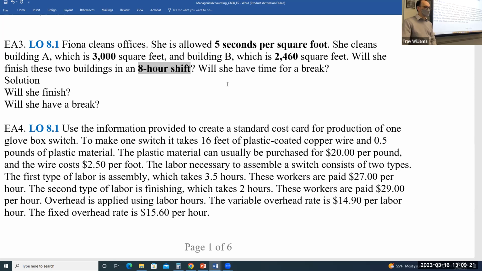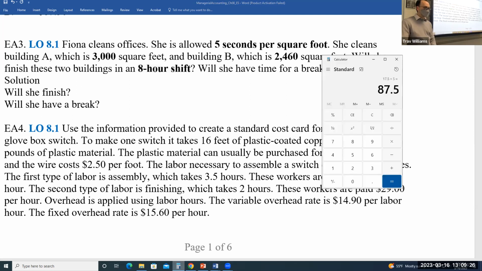Take the 5 seconds and multiply by the amount of square feet to see how long it would take. Okay, let's try that. So it's 3,000 square feet for one building, 2,460 for the other. So together, 5,460 square feet, right? Times 5 seconds. So it's going to take 27,300 seconds. So is that less than an 8-hour shift or more?